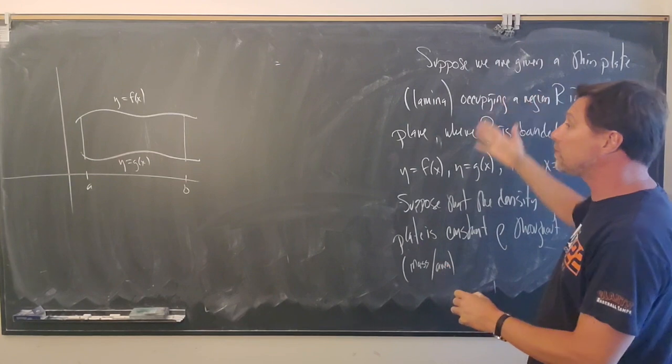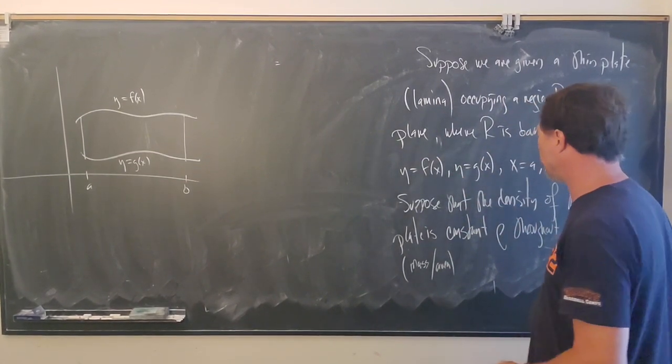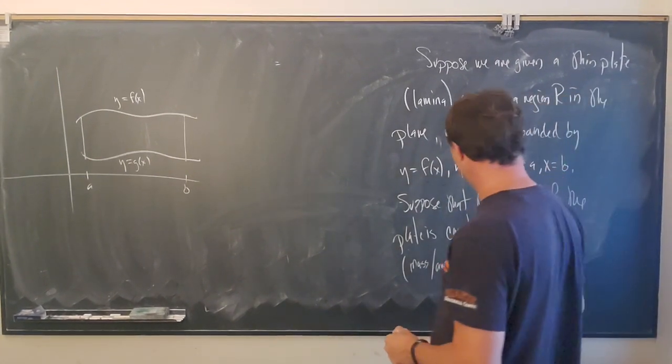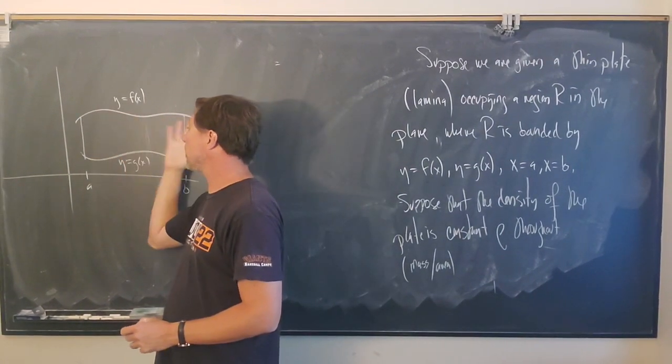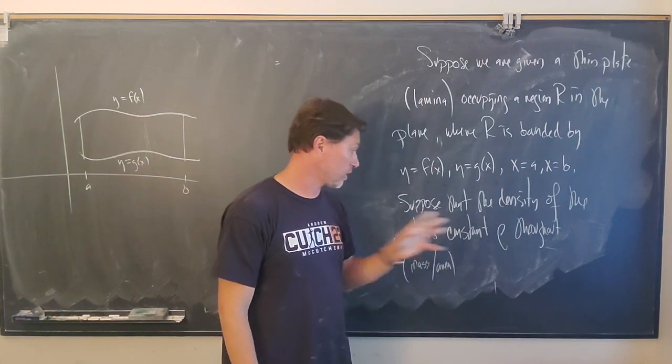Okay, so here's our setup. We've got this thin plate or lamina bounded by these regions right here. We need to assume that these functions are continuous as usual, and that the density, the amount of stuff that has been distributed throughout this thing, has been done so in a uniform way, right? So that the density is constant.